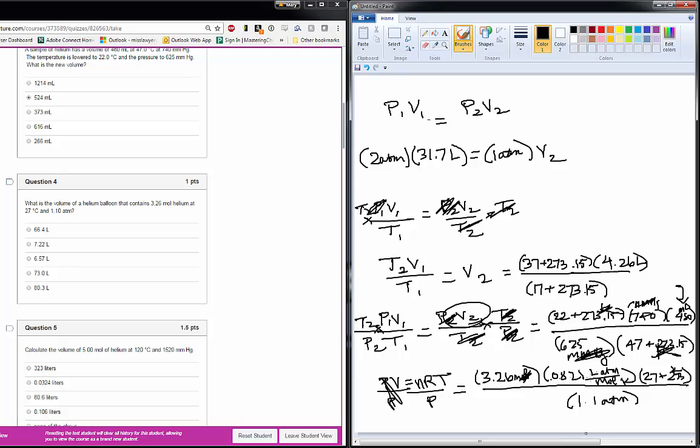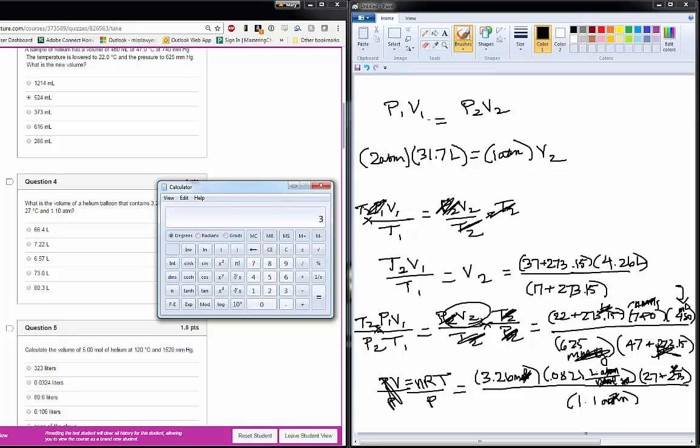And we're just going to do a units check. Moles divided by moles cancel. Kelvin divided by Kelvin cancels, and atmospheres divided by atmospheres cancels. I'm left with units of liters. That's exactly what they're asking for. So I can just plug it in. 3.26 moles times 0.0821 liter atmospheres per mole degree Kelvin times 27 plus 273.15 Kelvin divided by 1.1 atmospheres leaves me with 73.0 liters.